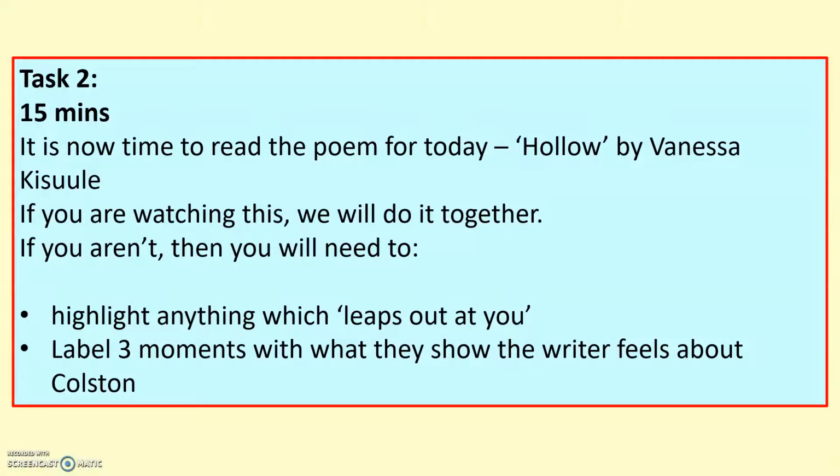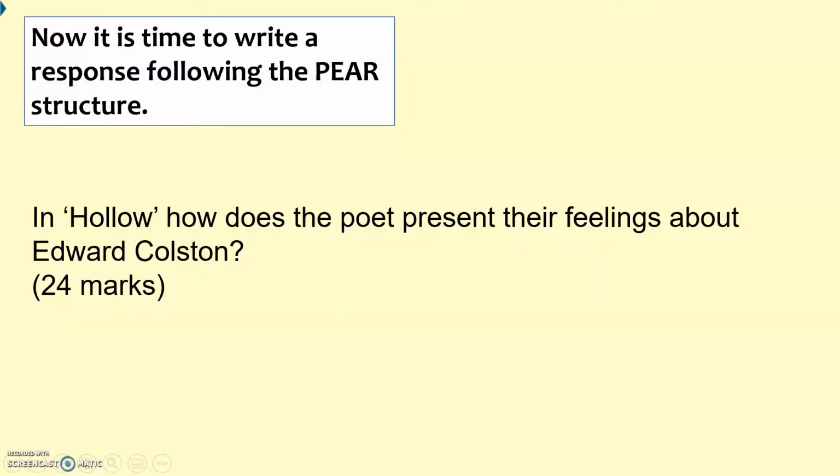Right, I'm just going to get myself back to my slide a second. So there's some annotations. Now what we're going to do is you are going to have a go at answering this question here, which mirrors what you would have to do at GCSE. And the question is, which I want you to write onto your page as well, please: In Hollow, how does the poet present their feelings about Edward Colston? So again, write that question.